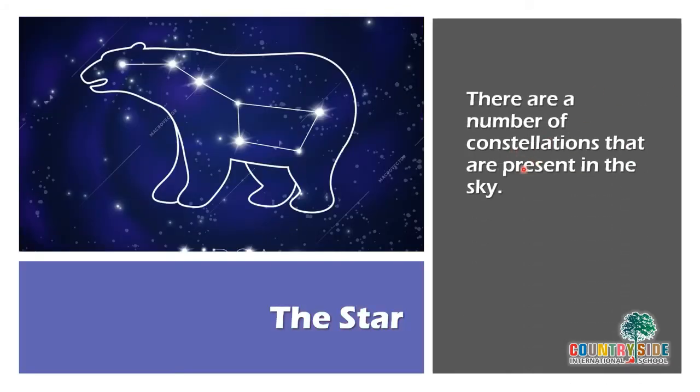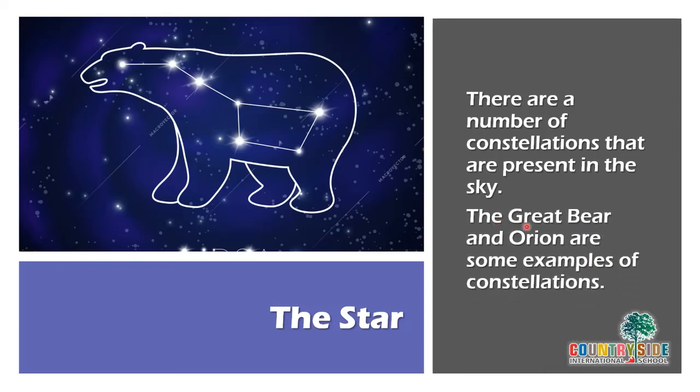There are a number of constellations present in the sky. You will find many shapes created by the stars in the sky. The Great Bear and the Orion are some examples of constellations. Now these constellations are also given names. Among them I have taken the picture of the Great Bear. Now see, these are the stars placed and shaped like a bear. And so it is known as the Great Bear. Many such types of constellations you will find in the sky.